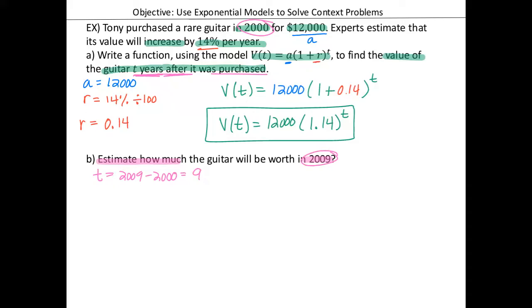So then now I'm going to plug in anywhere I see the T in my function. I'm going to plug in 9. So I have V of 9 is going to equal 12,000 times 1.14 to the T power, which is 9.